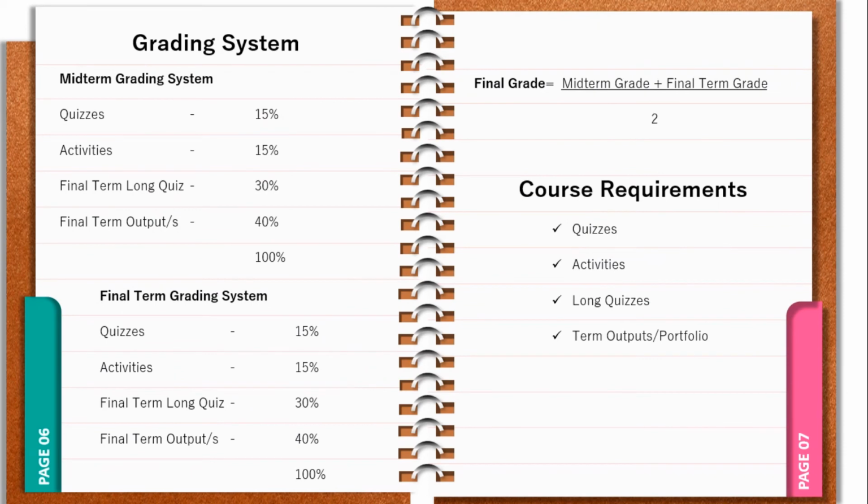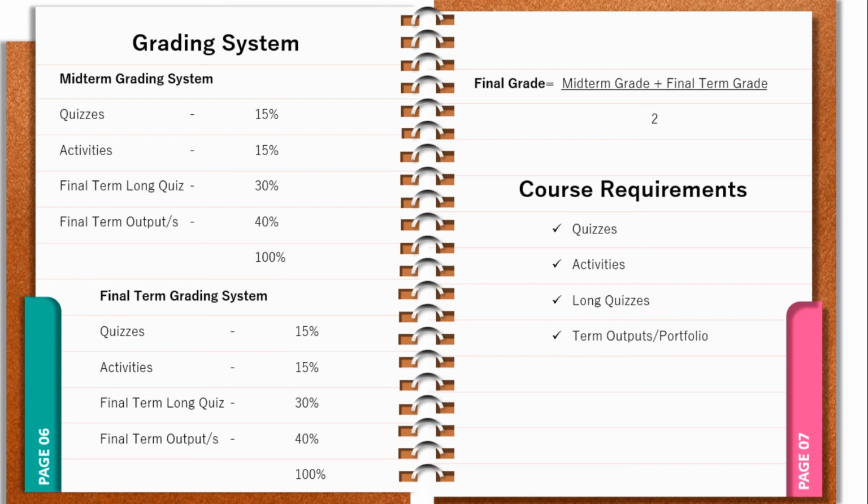And for your grading system, for your midterm grading system, and also for your final term grading system: quizzes are equivalent to 15%, activities 15%, midterm long quiz 30%, and lastly the midterm output, which is equivalent to 40%, for a total of 100%. So your midterm and final term grades will be added and divided by 2 to get your final grade.